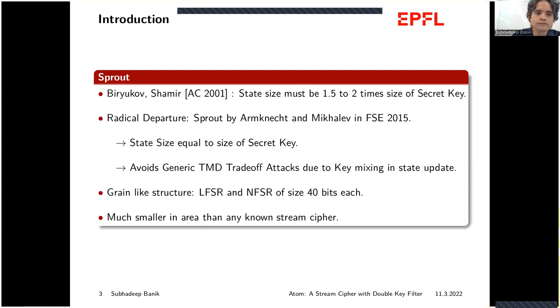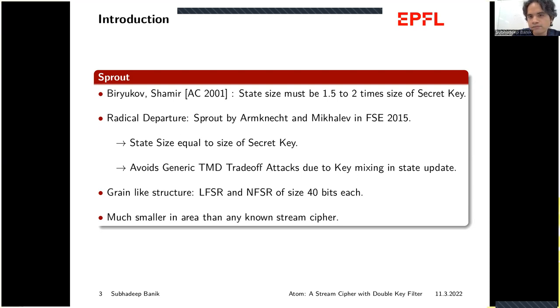Now in Asiacrypt 2001, Alex Biryukov and Adi Shamir published their seminal paper on time-memory-data trade-off attacks. And one of the main conclusions of that paper was that for a stream cipher to be secure against TMD trade-off attacks, the size of its internal state must be at least 1.5 to 2 times the size of its secret key in bits.